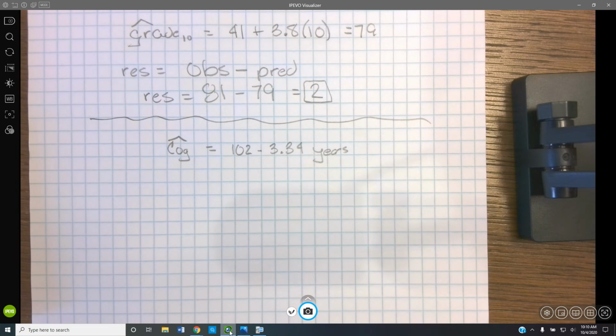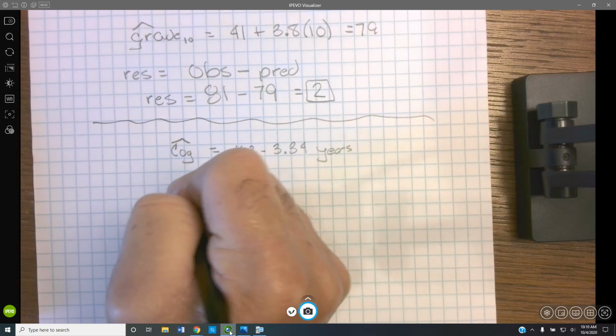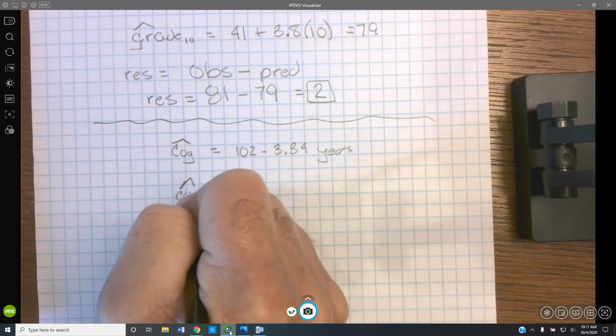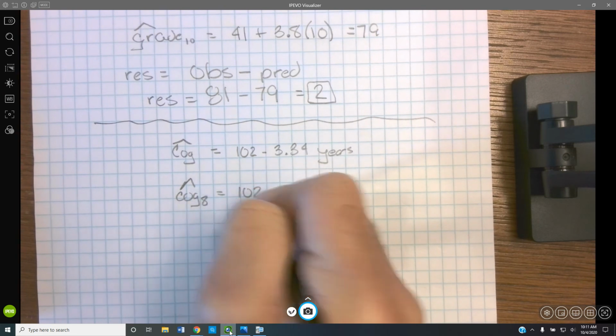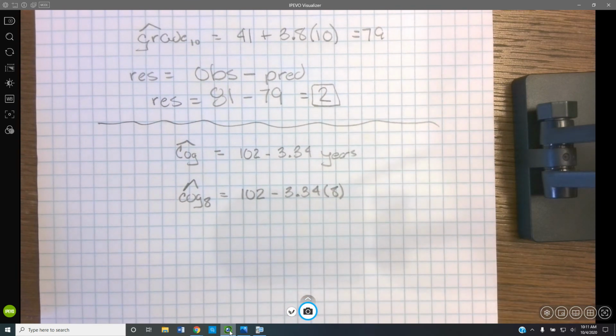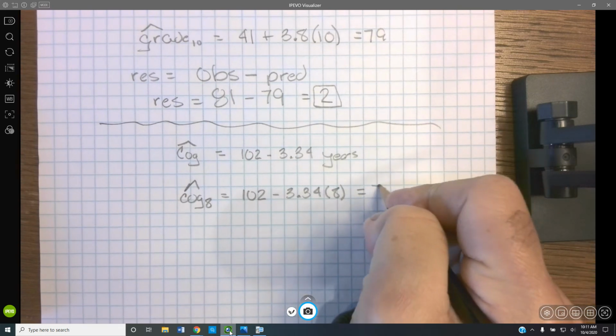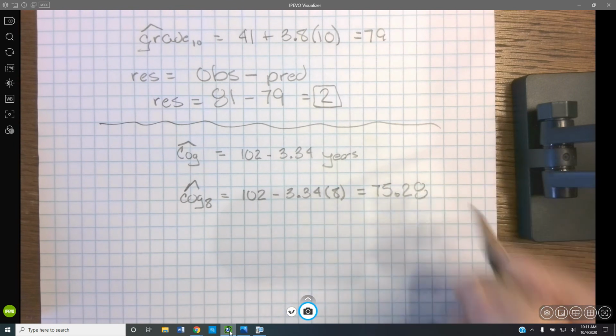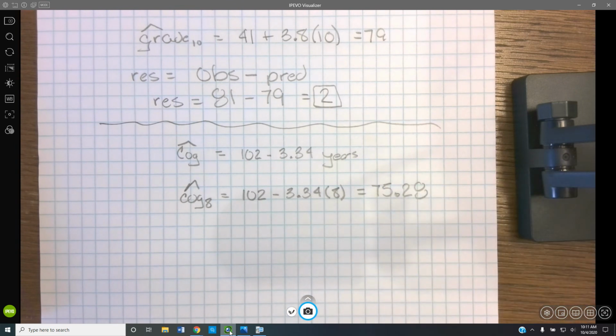Our first question is we are to get the prediction for someone who has played for 8 years. So we're going to do the cognition for 8. It's 102 minus 3.34. We're going to multiply that by 8. Go push that into your calculator. So 102 minus 3.34, I'm going to multiply 3.34 times 8, and I'm going to get 75.28. Then it goes on to say there's more in the question.